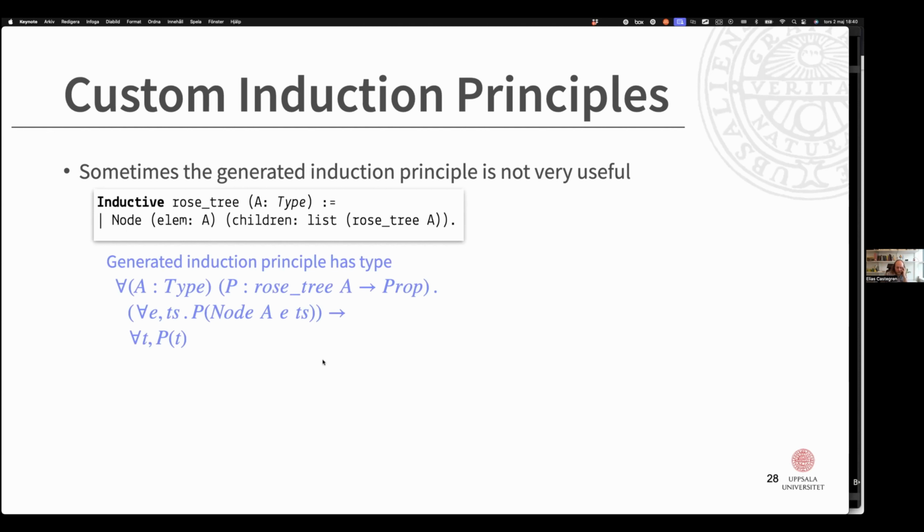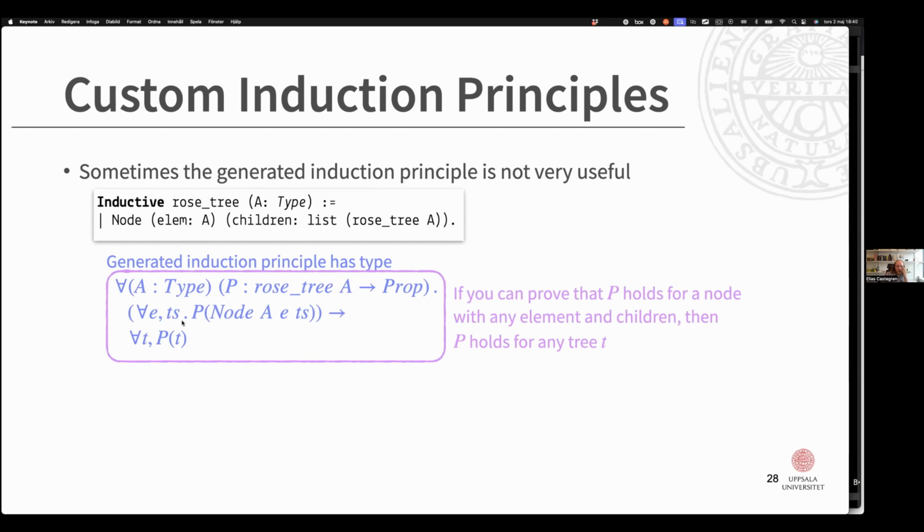And if we try to read this out loud, what it says is: for any type and a rose tree, or a property that takes a rose tree of that type to a prop, if you can show that P holds for an arbitrary node, then it holds for any tree. And this is not useful at all, right? Because every tree is a single node. So what it's saying is, if you can show that it holds for any tree, then it holds for any tree.